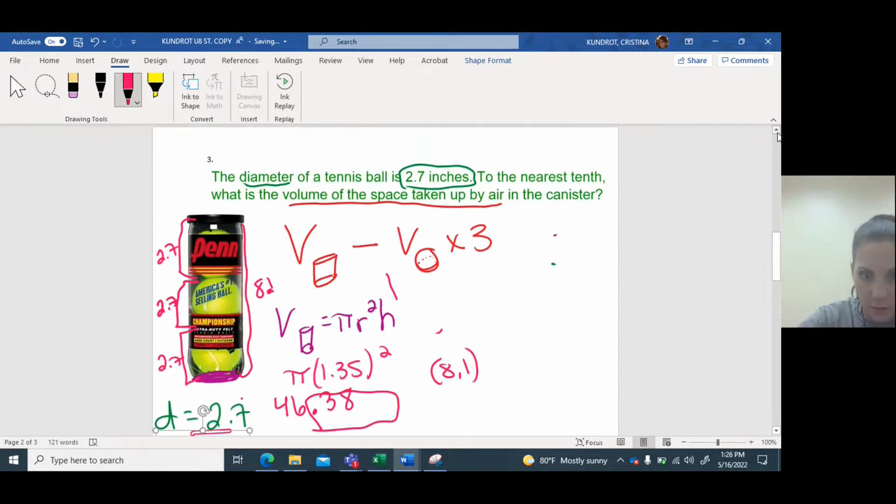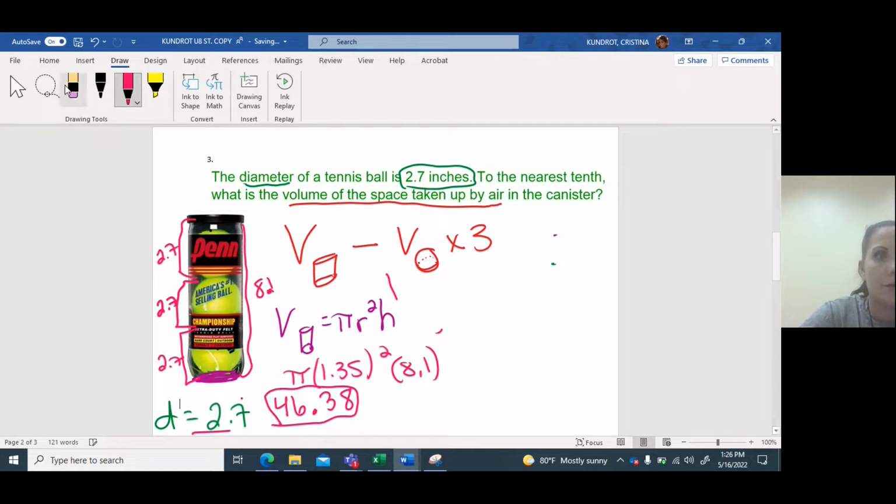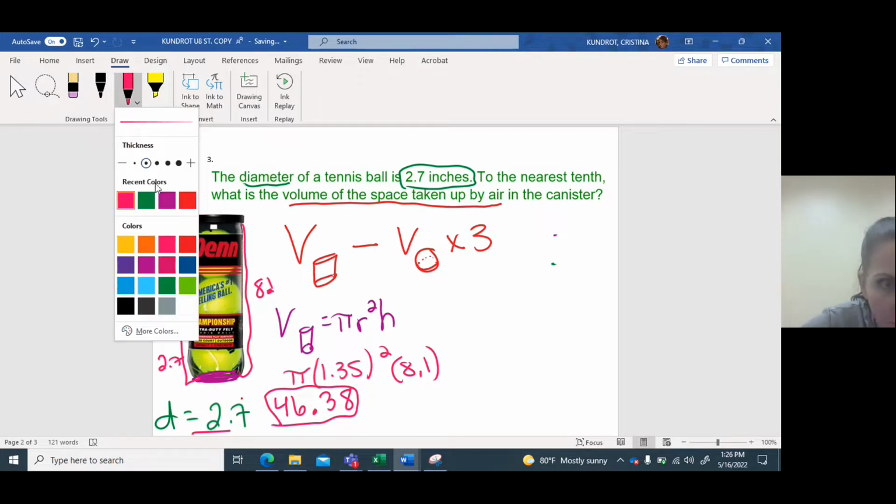There's all that work we worked so hard for. Let's move that. We got to circle our answer, move that over. Okay. There we go. All right. Now let's switch some colors up. Let's go with, ooh, blue's nice. I'm going to go there.